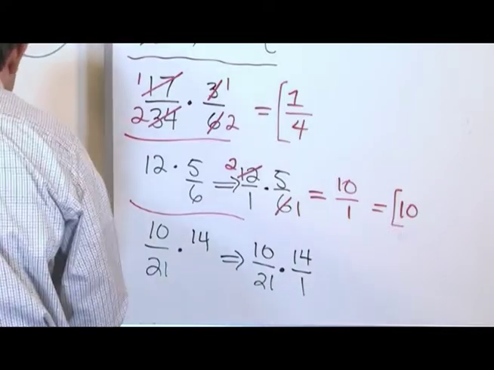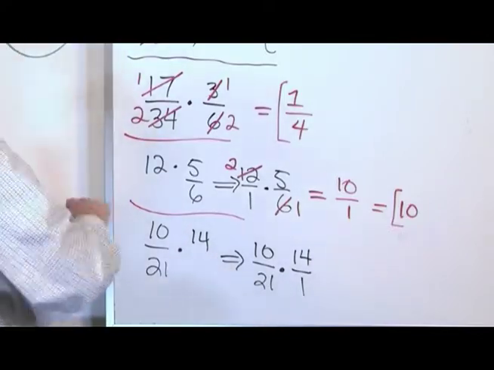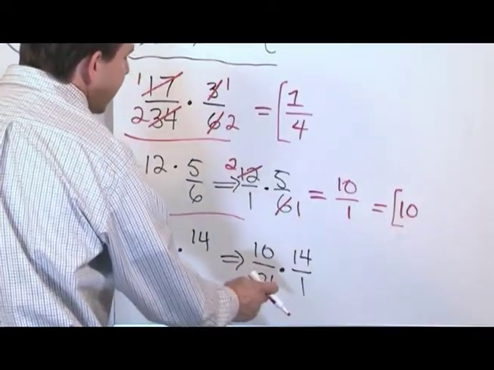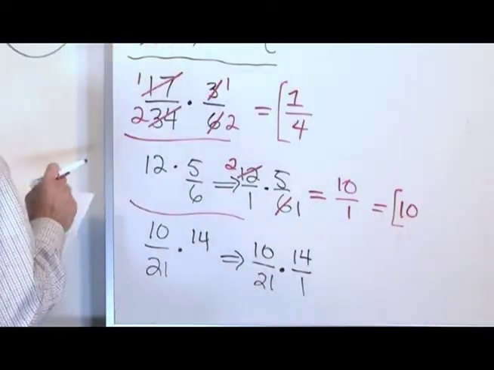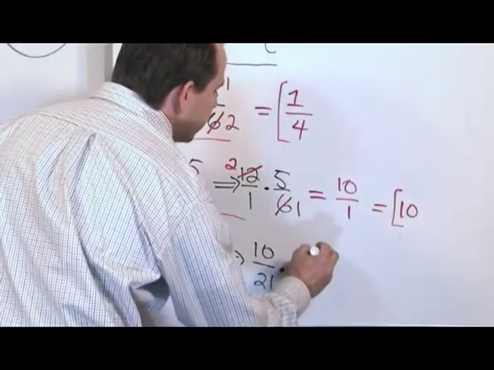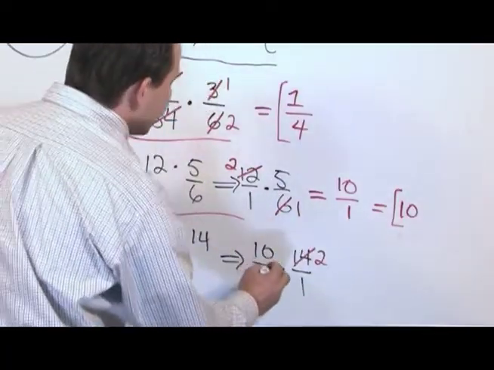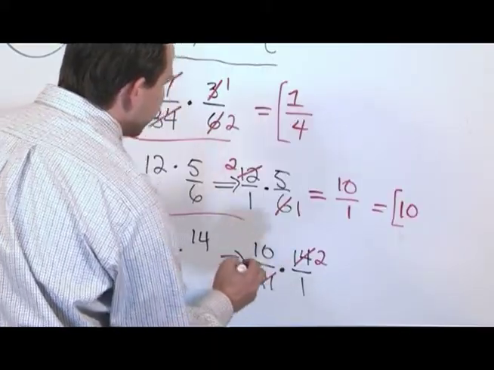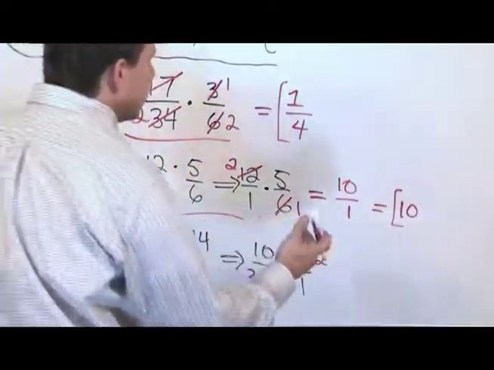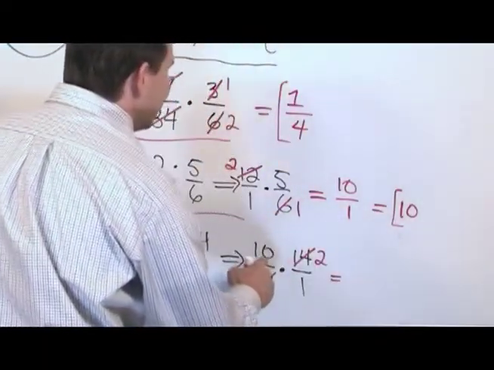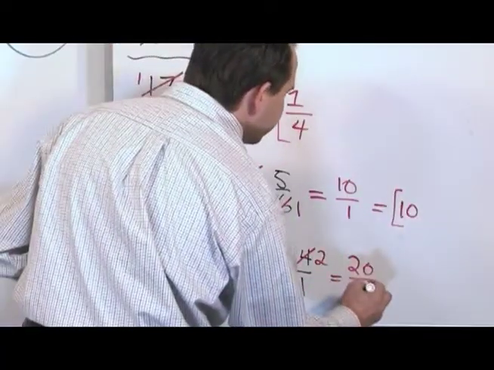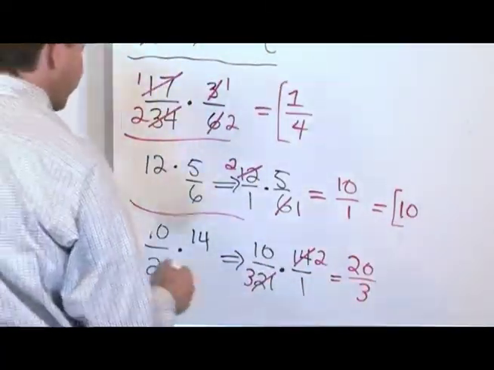Now let's try to do some pre-simplification right here. It looks like it's not going to be possible, but on the top I have this 14 and the bottom I have this 21. If you think about that hard enough, you can divide by 7. 14 divided by 7 is 2. 21 divided by 7 is 3. Now, there's nothing else I can do as far as pre-simplification. So what I'm going to have is 2 times 10 gives me 20. 3 times 1 gives me 3. So I have 20 over 3.